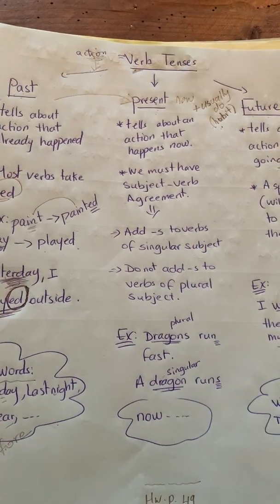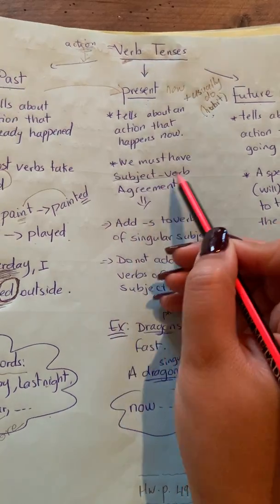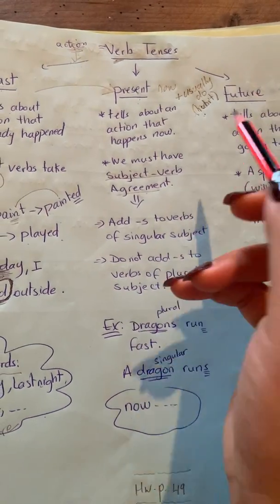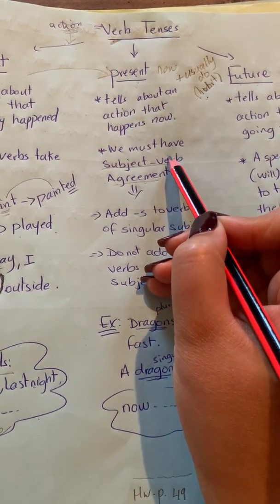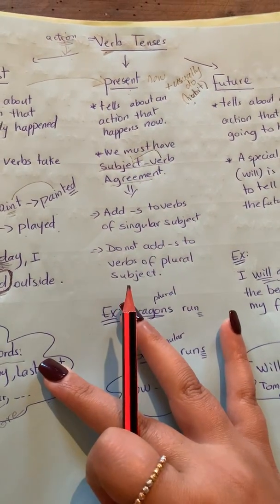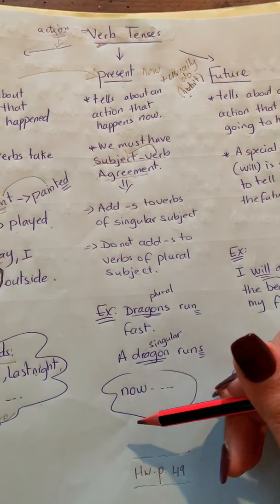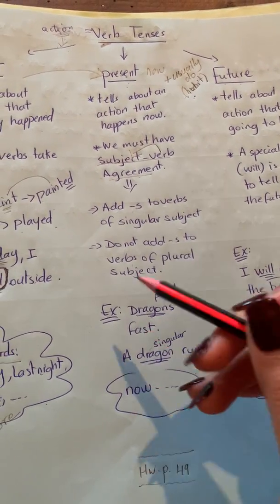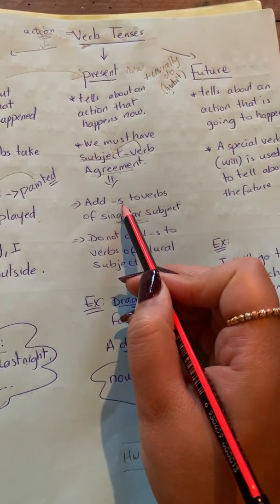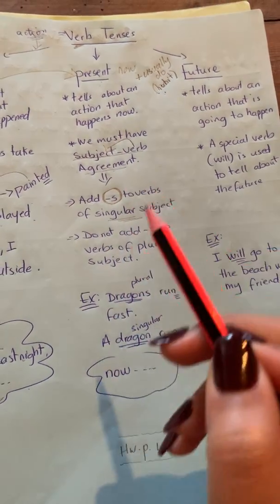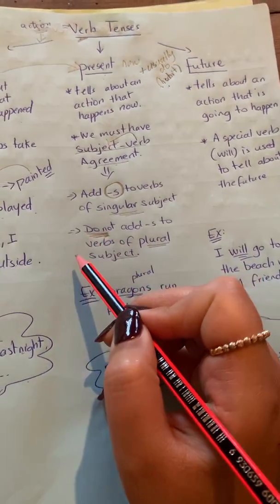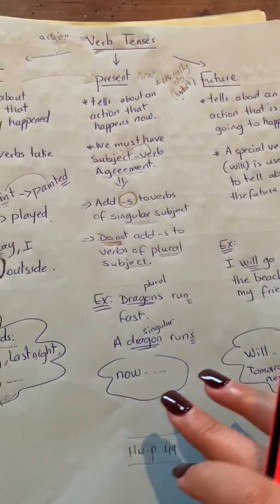The present tense, of course, should have subject-verb agreement. What do we mean by subject-verb agreement? This means that the verb should agree with the subject. How? You know that some subjects are singular and some subjects are plural. So when the subject is singular, the verb takes S. When the subject is plural, the verb does not take S. So the verb stays as it is.